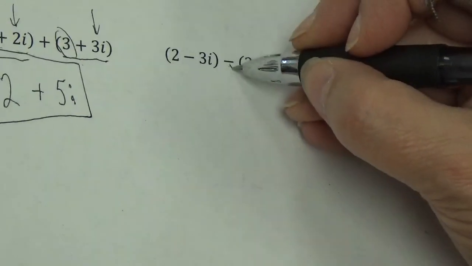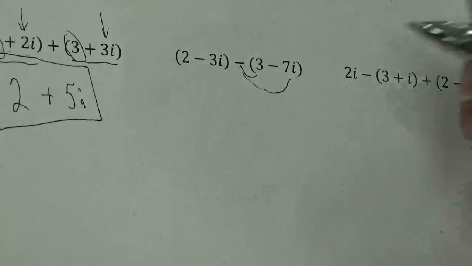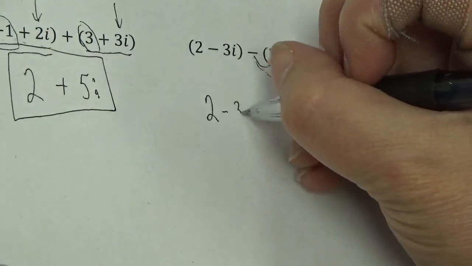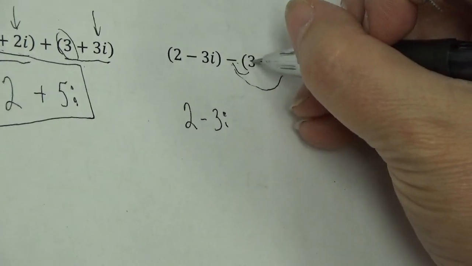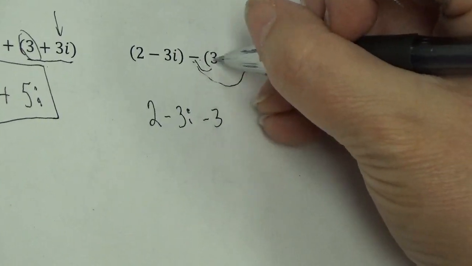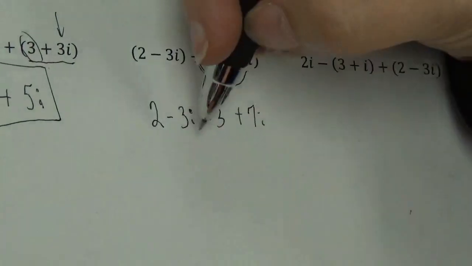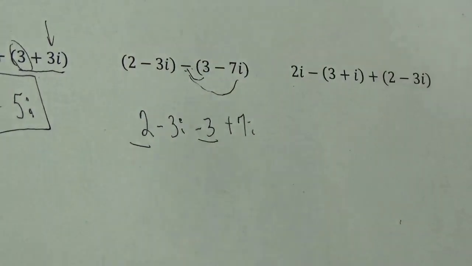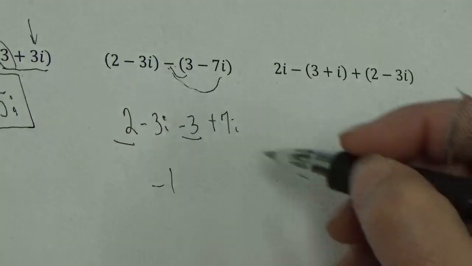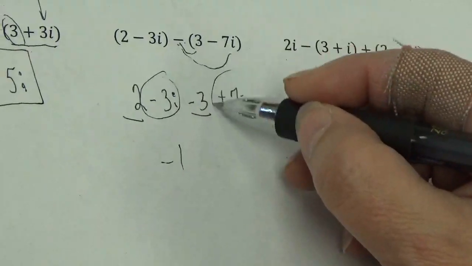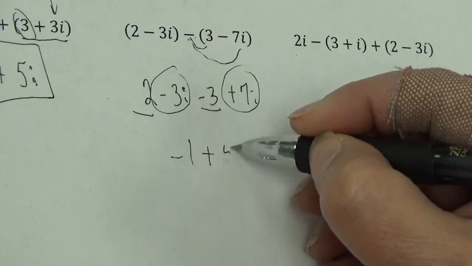The second one is subtracting. So on subtraction, I have to go through and distribute the negative. So I have 2 minus 3i. The opposite of 3 is -3, and the opposite of -7i is +7i. And then I go through and put like terms together. 2 and -3 is -1. And then my imaginary terms, -3i and +7i is +4i.